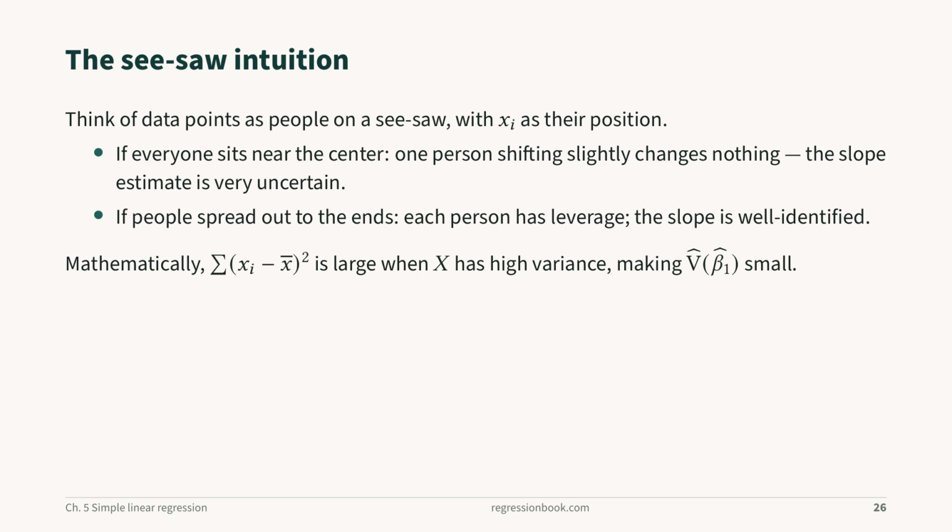Think of the data points as people on a seesaw sitting at their x positions. If everyone crowds the centre, one person shifting slightly tips the plank freely. The slope is poorly pinned down. If people spread to the ends, each has leverage and the slope is firmly identified. Mathematically, the sum of squared deviations in x grows with the spread, shrinking the slope's variance.